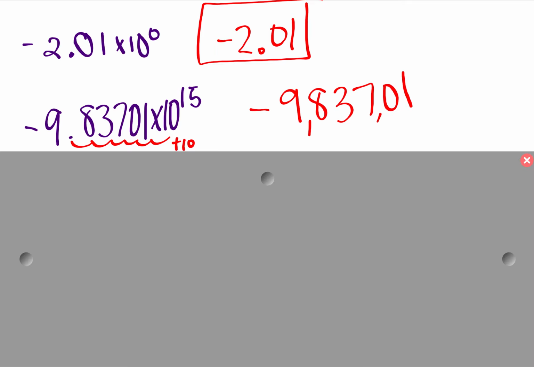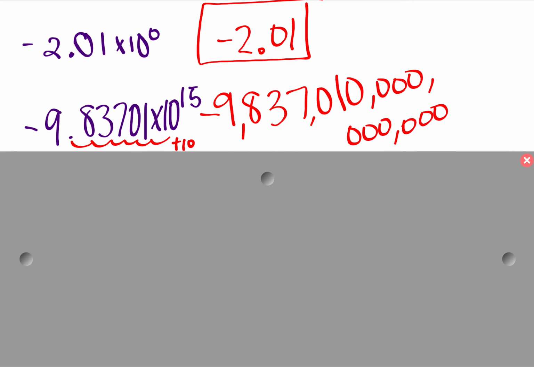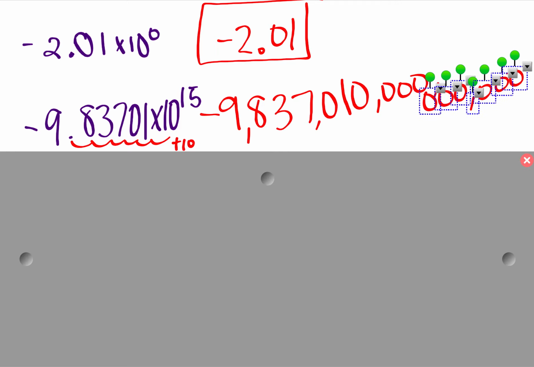Actually, 15 is a multiple of 3, so I can just do these in groups of 3. I'm up to 9, 12, 15. That doesn't really look very good because it's on 2 different lines. Let me see if I can fix that up a little bit. Let's move that over. Still kind of runs off the page a little bit there. But it is a pretty big number, negative 9.8 quadrillion.